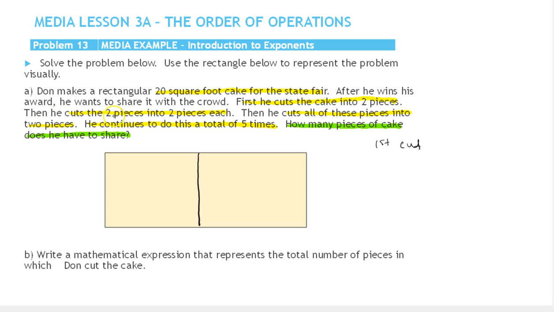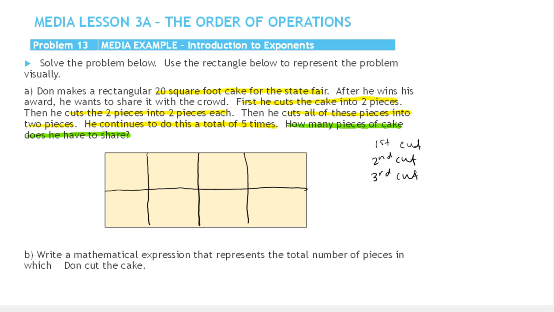Then he cuts the 2 pieces into 2 pieces each. Well, here's the 2 pieces. If I cut them into halves, I cut them into 2 pieces. So that was our second cut. Then he cuts all of these pieces into 2 pieces. So now I'm going to split all of these in half. Okay. And that was my third cut.